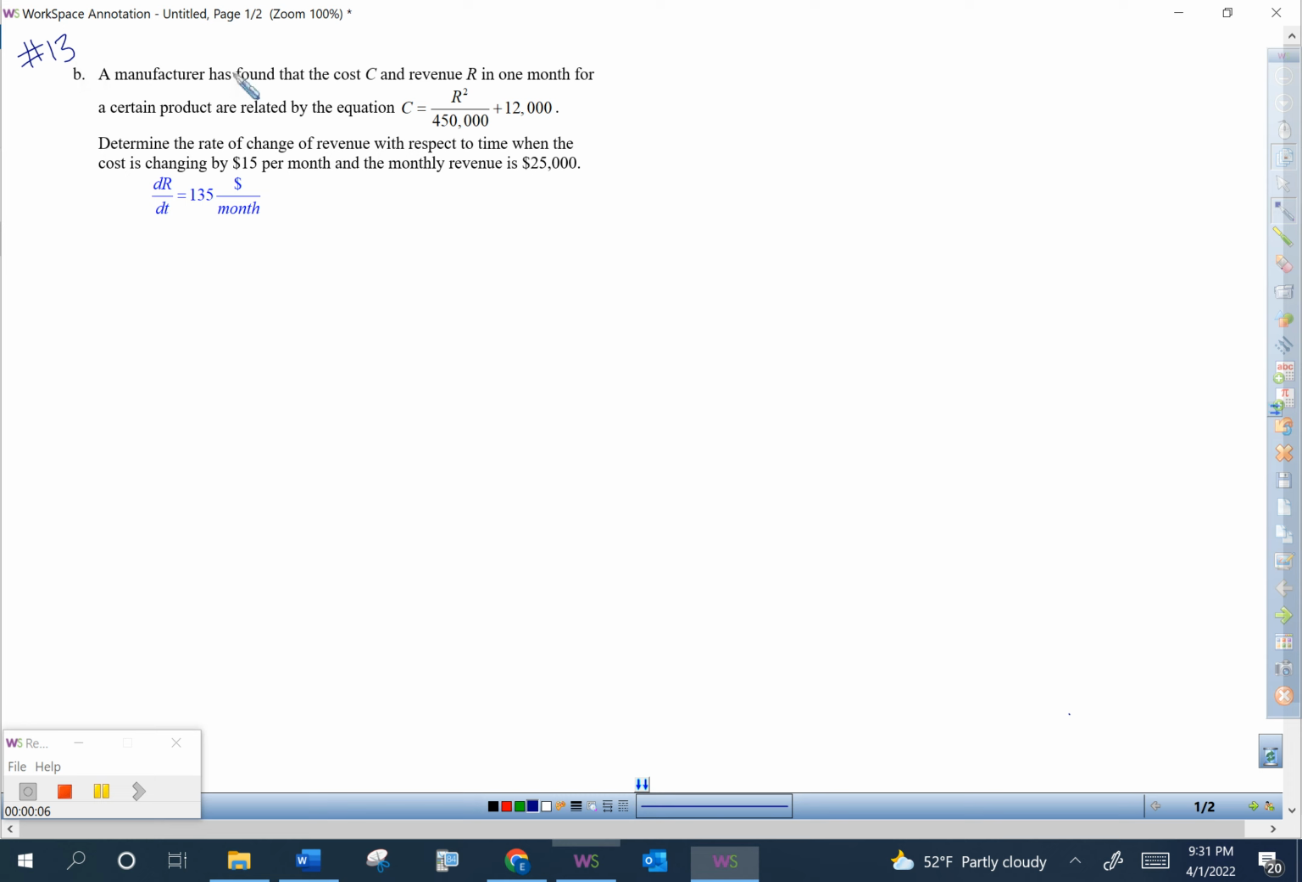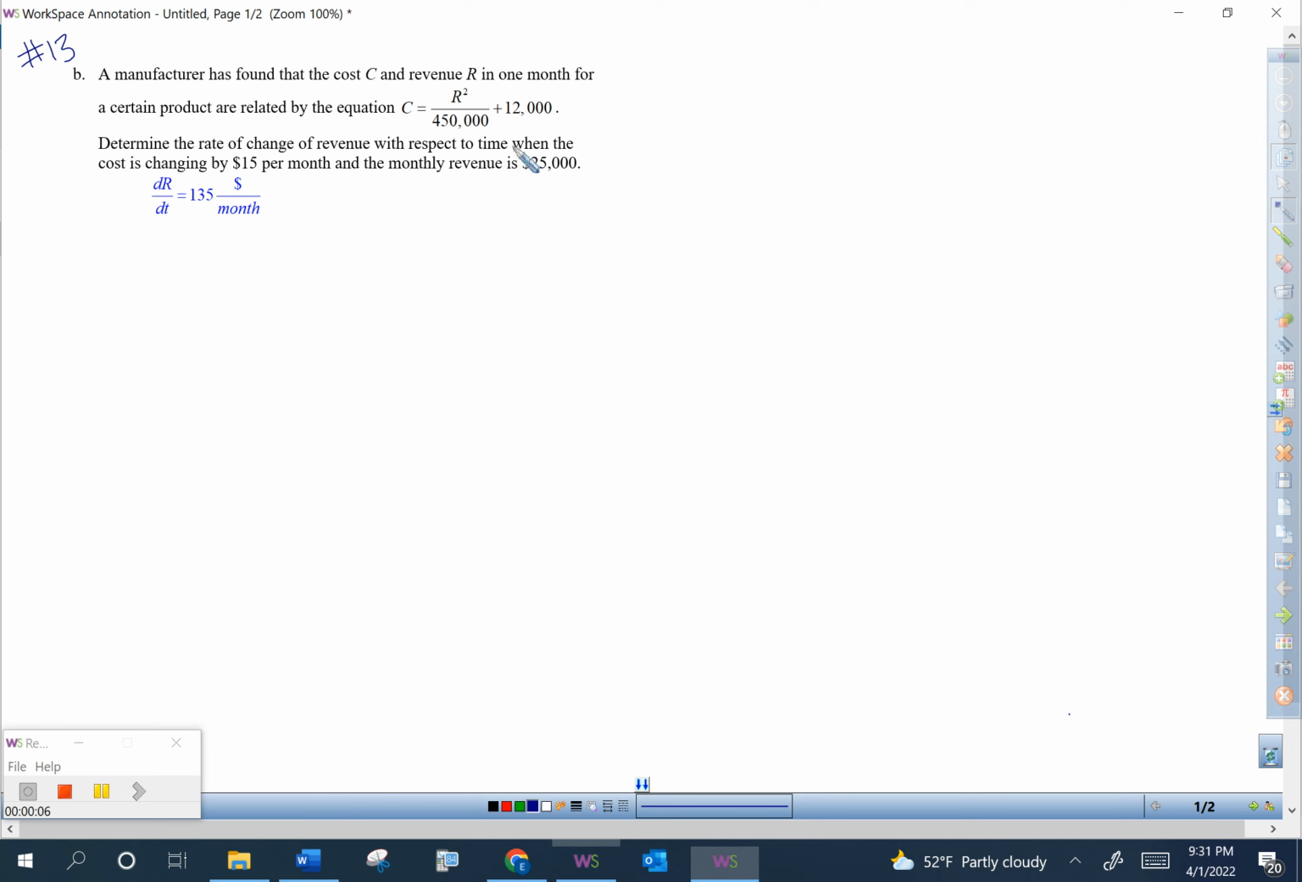It says, a manufacturer has found that the cost C and revenue R in 1 month for a certain product are related by this equation. Determine the rate of change of revenue with respect to time when the cost is changing by $15 per month and the monthly revenue is $25,000.